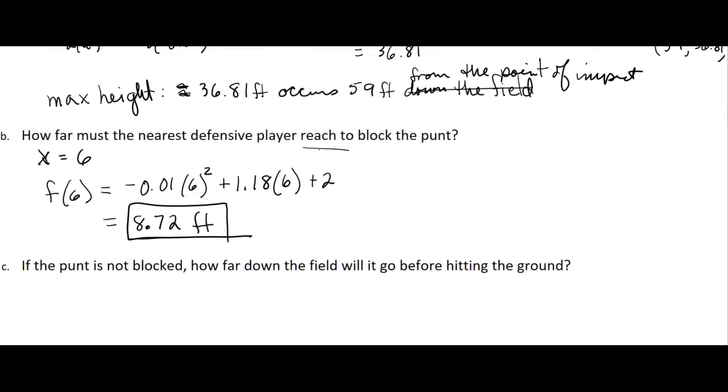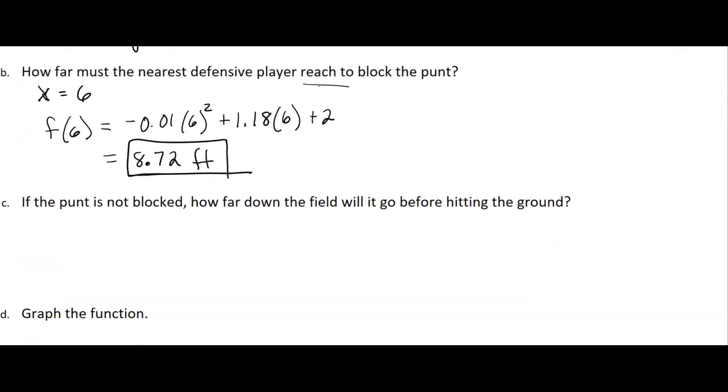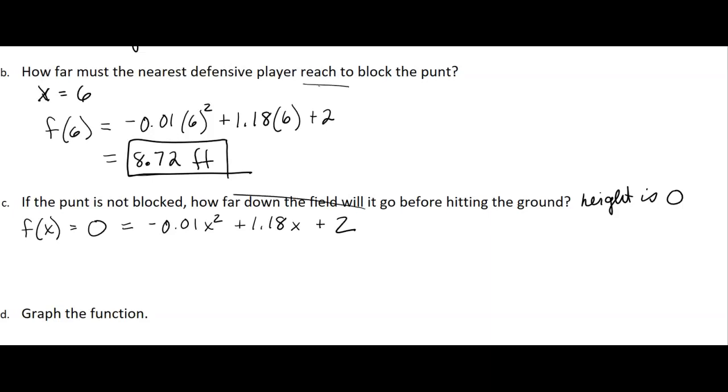Okay, if the punt is not blocked, how far down the field will it go before hitting the ground? Okay, so if it's hitting the ground, then the height is 0. And remember, our function is telling us the height. So when does f of x equal 0? So what was our function? Negative 0.01 x squared plus 1.18 x plus 2. Now, that is a quadratic function. It's set to 0. I would use the quadratic formula for that.